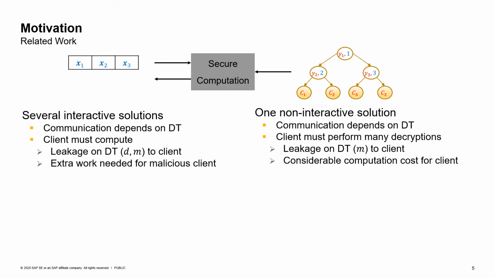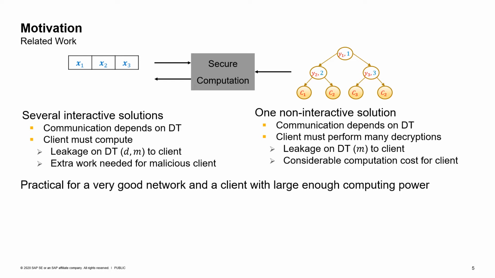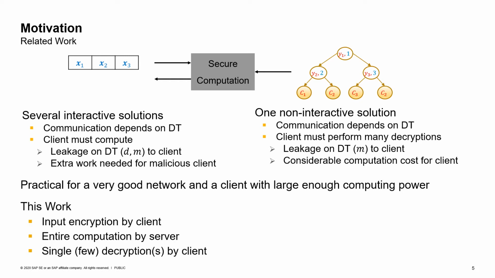There exists a protocol that is non-interactive, but the communication still depends on the decision tree. The client must perform many decryptions, which leaks to the client the number of leaf nodes and requires a considerable amount of computation from the client. So these solutions are practical only where there is a very good network and the client has large enough computing power. In this talk, we present a protocol that allows the client to send encrypted input to the server, and the server evaluates the entire computation by itself and sends a few ciphertexts back to the client for decryption.